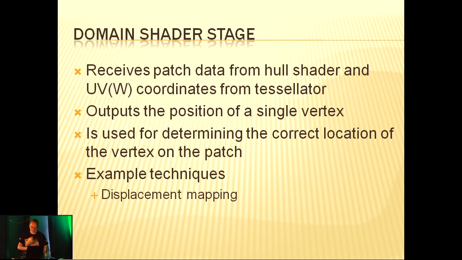The domain shader takes this information and the data from the hull shader, and its purpose is to generate the final vertex position for the vertex for which it's called. Techniques that could be implemented in the domain shader are, for instance, displacement mapping. Once you have split the geometry into these smaller pieces, done tessellation on it, you can then do displacement mapping by sampling a texture and offsetting that new vertex in its normal direction, for instance, or whatever you want to do there.